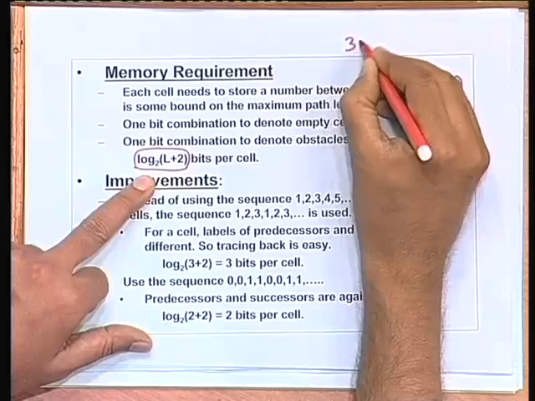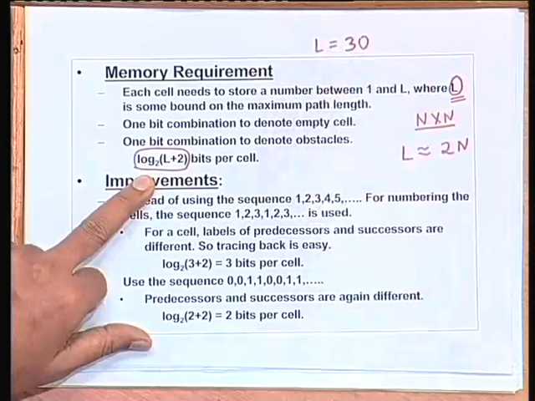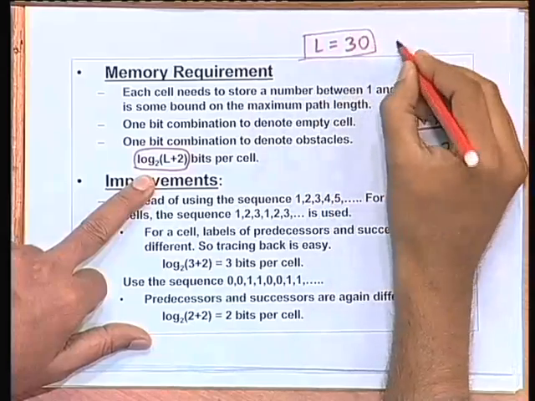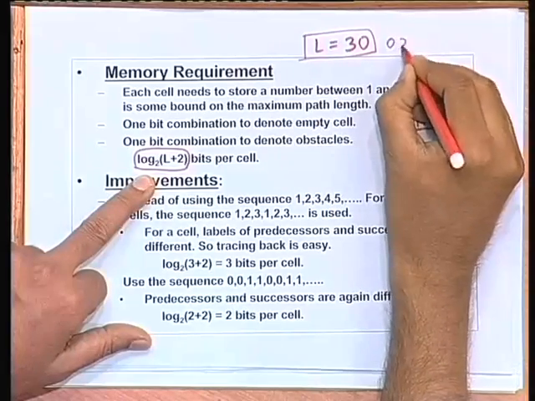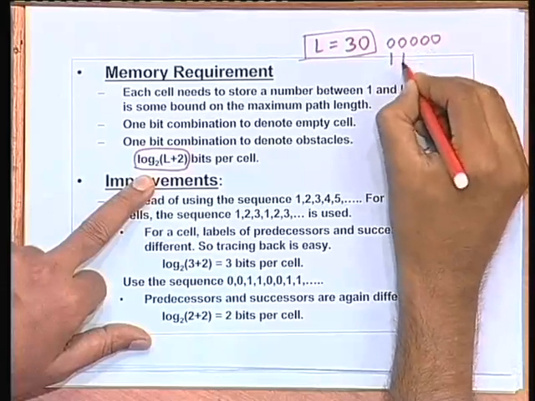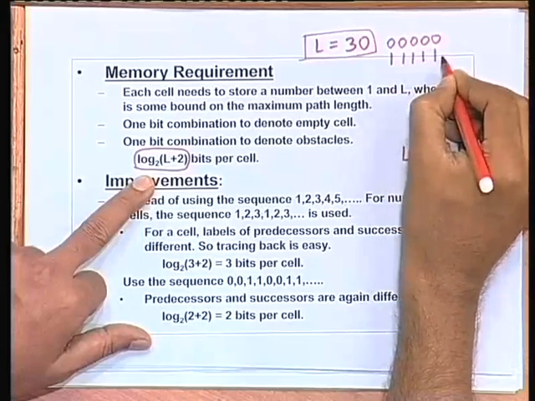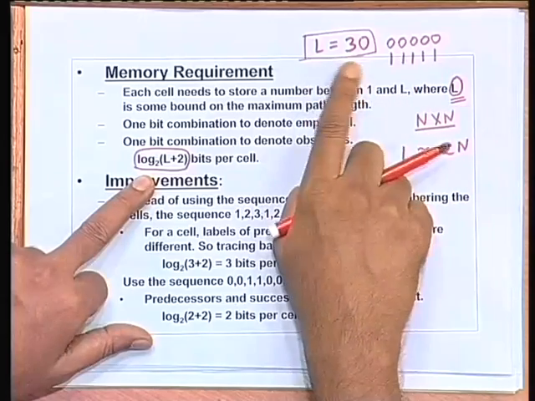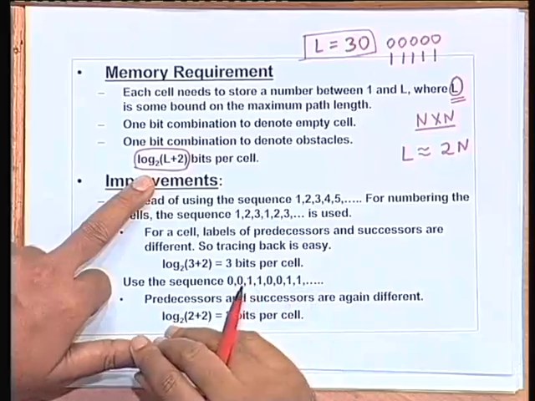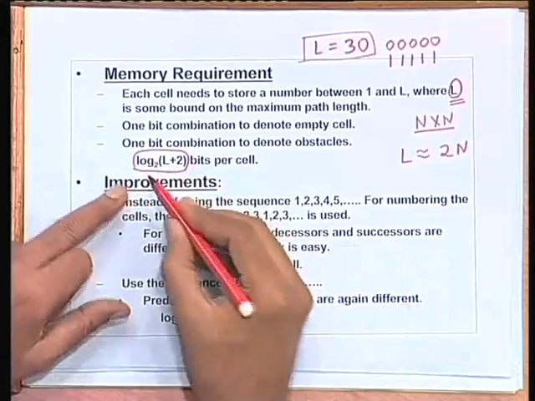Okay, that is not necessarily true. Suppose someone says you need only L equal to 30, then you can say I use only 5 bits. The 0 0 0 0 0 combination I will use to indicate an empty cell, the 1 1 1 1 1 combination to indicate obstacles, and the other numbers between 1 and 29 I will use for labeling. So it is actually log 2 of L plus 2, that many bits are required.